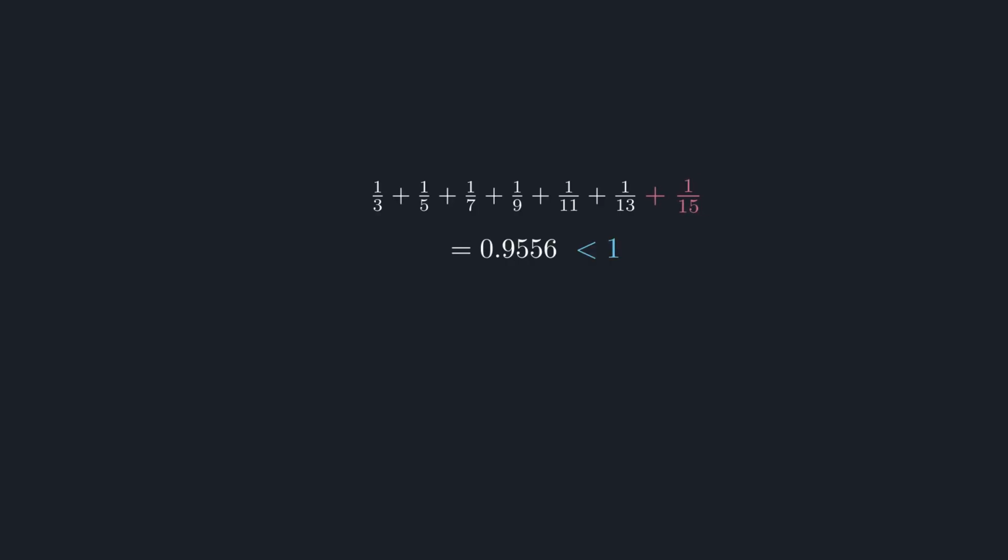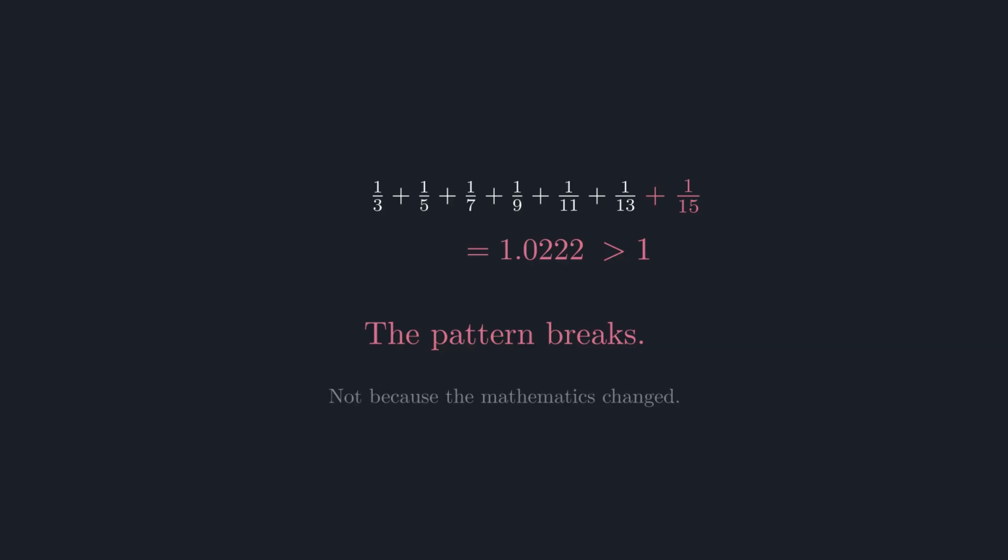But add 1/15. The sum becomes 0.95555 plus 1/15, which equals 1.0222. Greater than 1, the flat top vanishes. The value at 0 dips below pi. This is the precise moment the pattern breaks. Not because the mathematics changed, but because a running sum crossed a threshold.